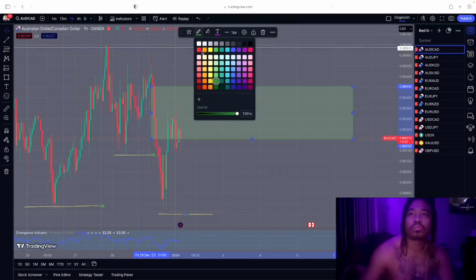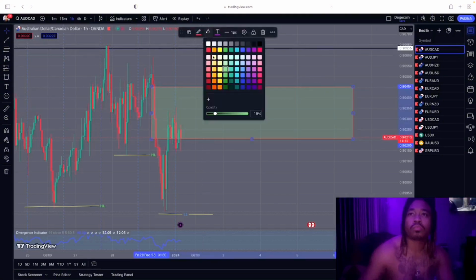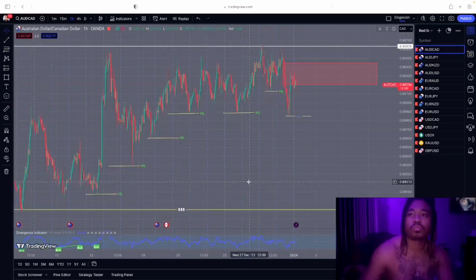So as my price gets up in there, I want to keep an eye on this. I mark it red because this is where I'm expecting price to drop out. I'm expecting price to kind of respect this area, and I want to watch it.